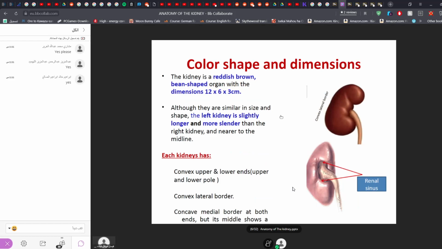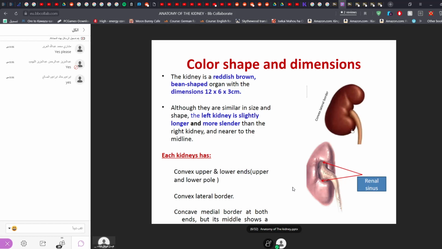Now let us see the color and the shape. It is reddish brown in color. You can see kidneys are reddish brown and bean-shaped structures. The dimensions are: each kidney is about 11 centimeters long, 6 centimeters wide, and 3 centimeters thick. So you have to remember these measurements. The left kidney is slightly longer and more cylindrical than the right kidney and nearer to the midline. Sorry, the right kidney is nearer to the midline.